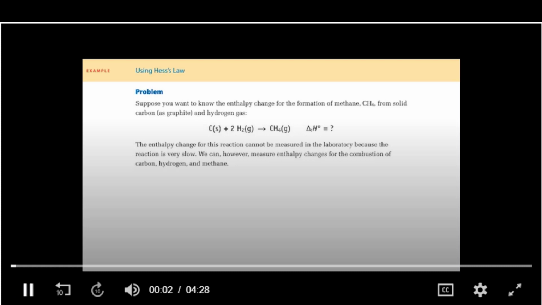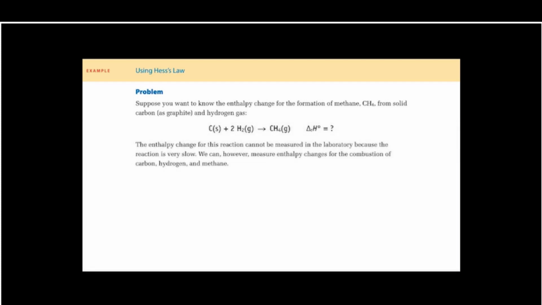Problem. We are going to show the value of Hess's law for the determination of enthalpy changes in chemical reactions. Suppose that we want to know the enthalpy change for the formation of methane from solid carbon and hydrogen gas, as shown in the balanced equation. To determine the enthalpy change in the laboratory, this reaction would have to proceed at both a reasonable speed and it would have to proceed to completion. Unfortunately, it doesn't. Luckily, there are ways to get around this problem.